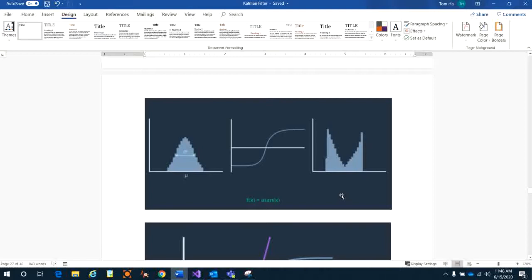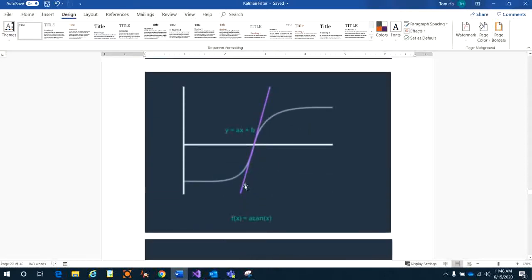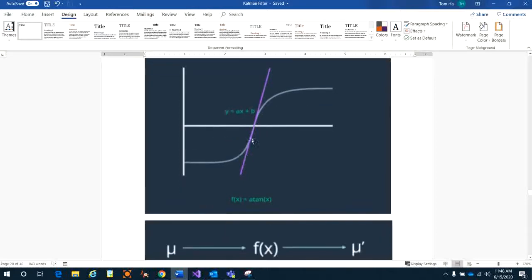But how do we solve this problem? We want the result to be Gaussian, right, to apply the Kalman filter. So look at the small part right here. We can do a linear approximation of this function, right? How do we do that? In a small part of the function, we can linearly approximate this function, and then we apply the Kalman filter.